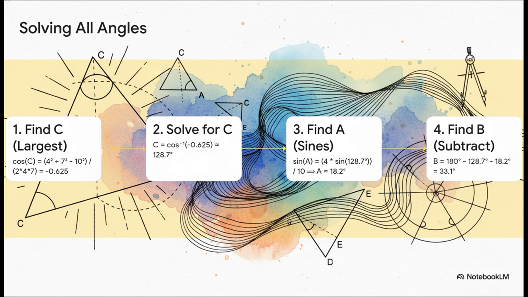We plug in the numbers, and we get a cosine value of negative 0.625. And remember what a negative cosine means. Boom, we've got an obtuse angle! Your calculator will tell you it's about 128.7 degrees.